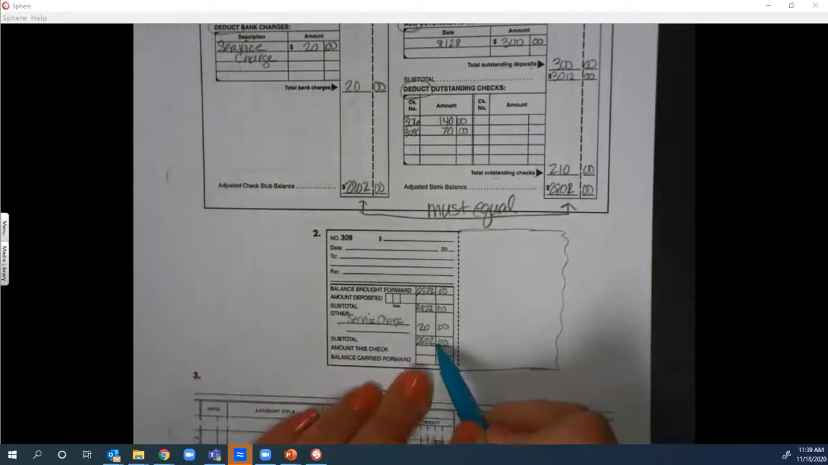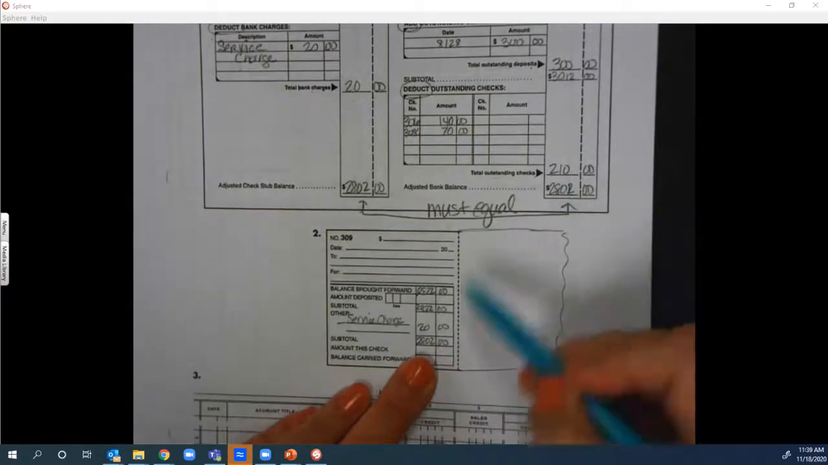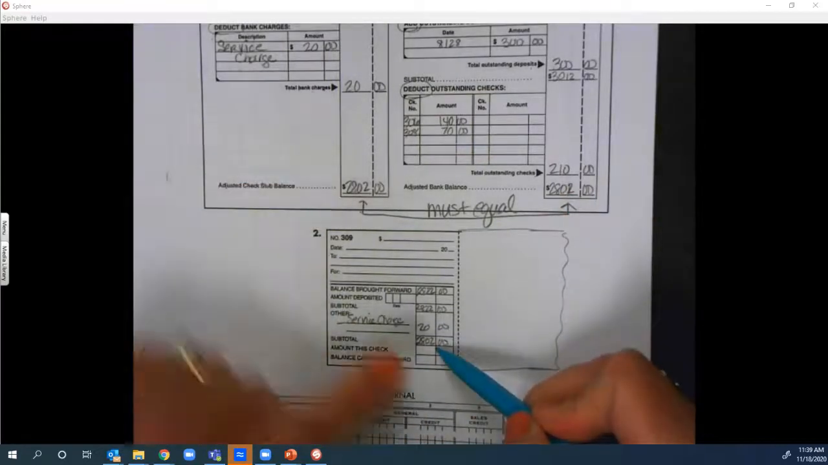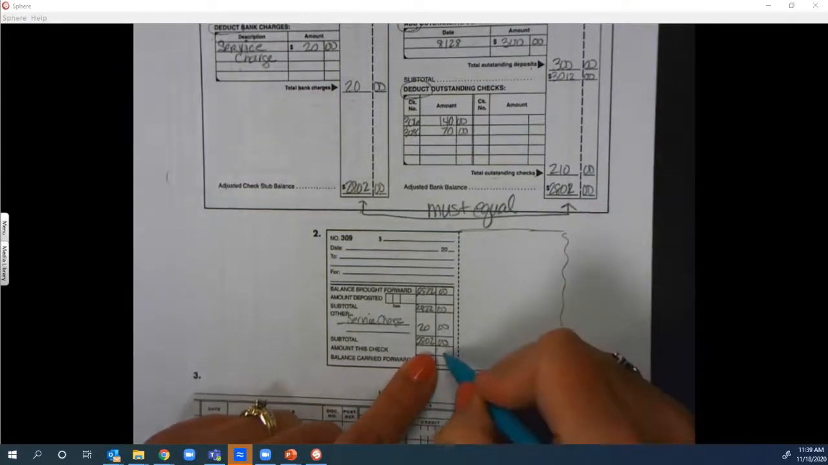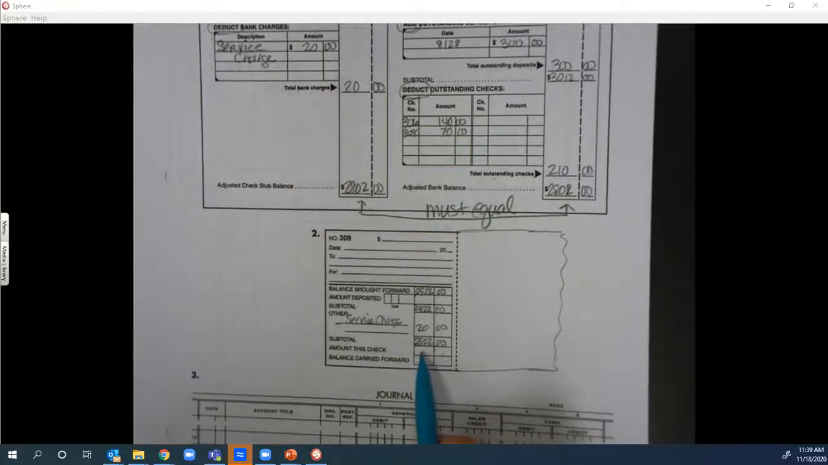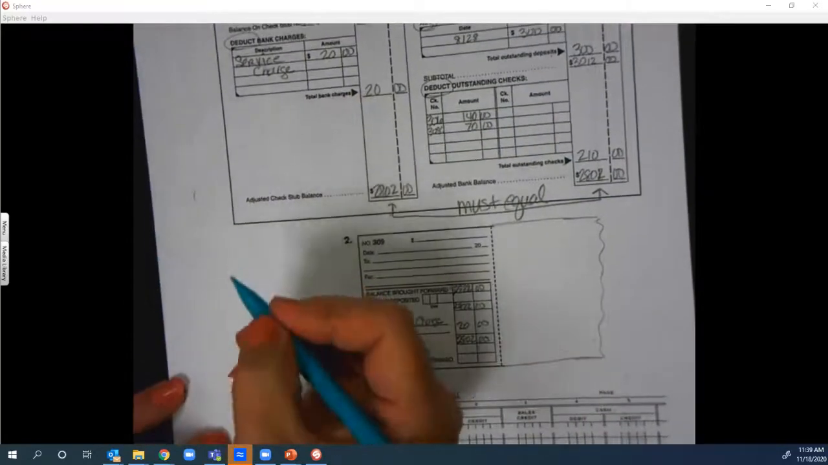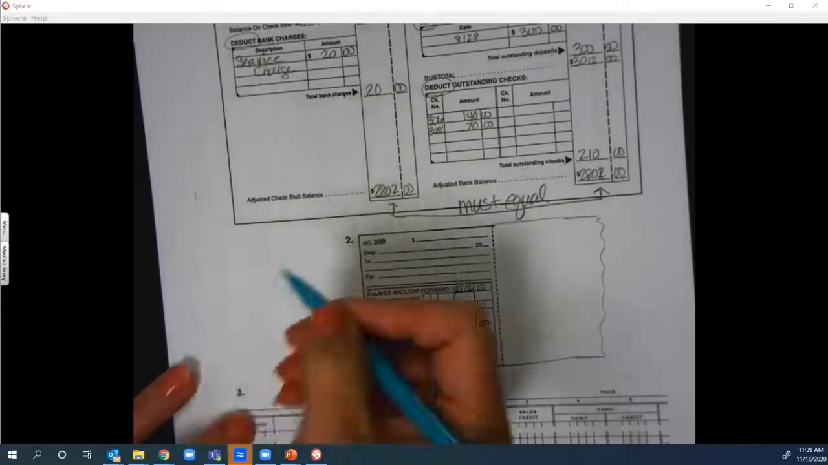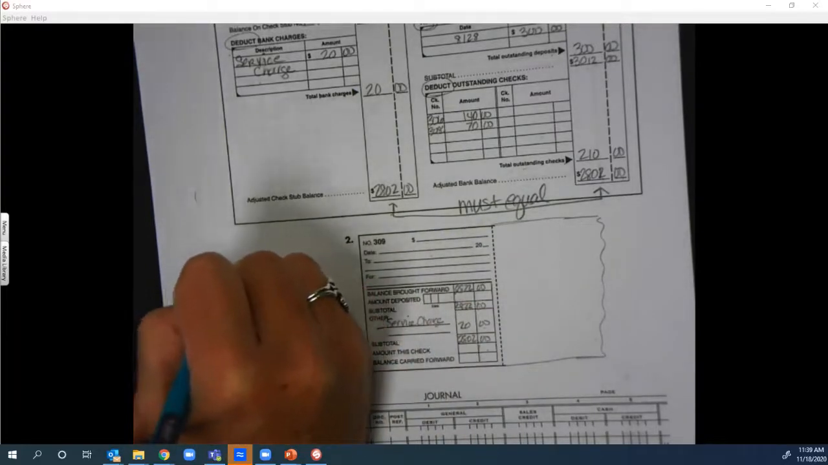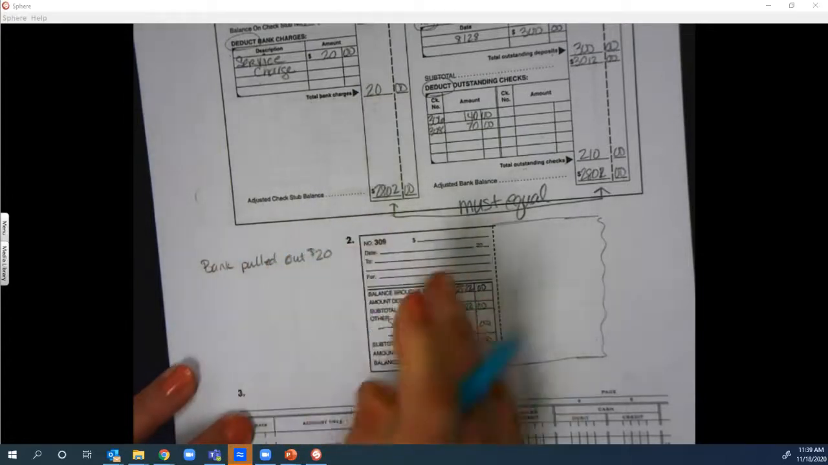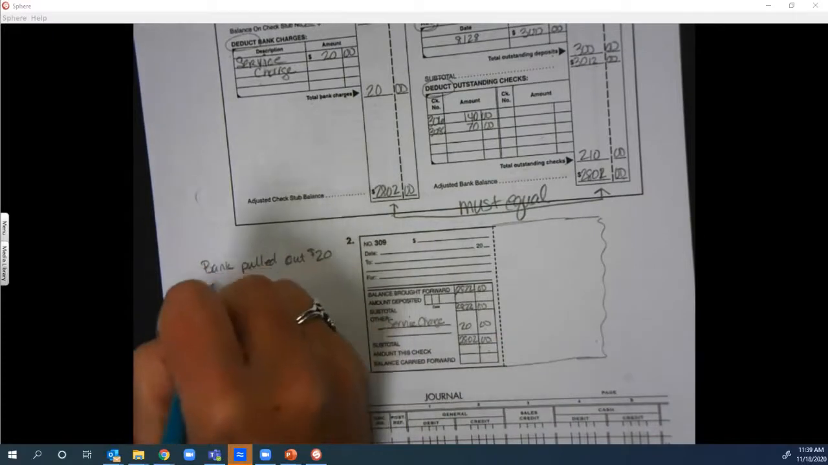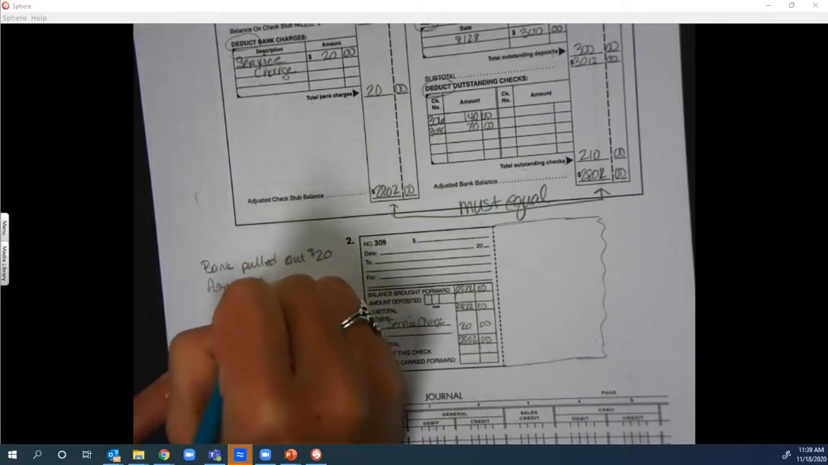Okay, so now at this point, once we've done that service charge, our checkbook and the actual bank have both got the same number. Okay, we don't write anything right here until we actually write this check. So this stays blank until that check is written. Okay, so just to add some notes here, the bank pulled out $20 for a service charge.